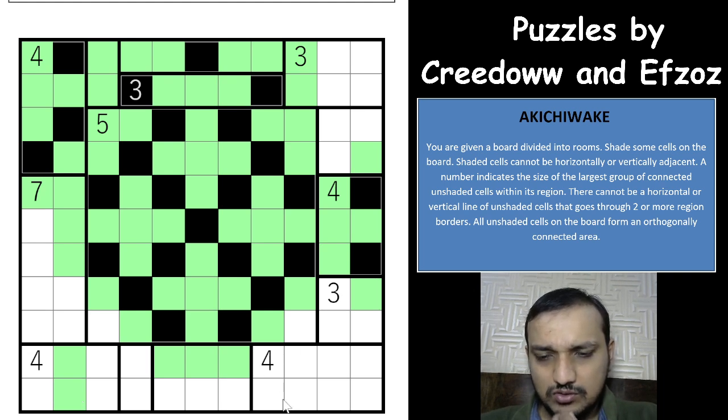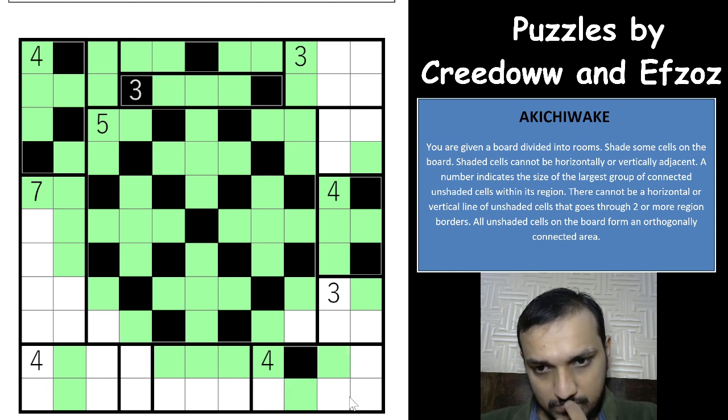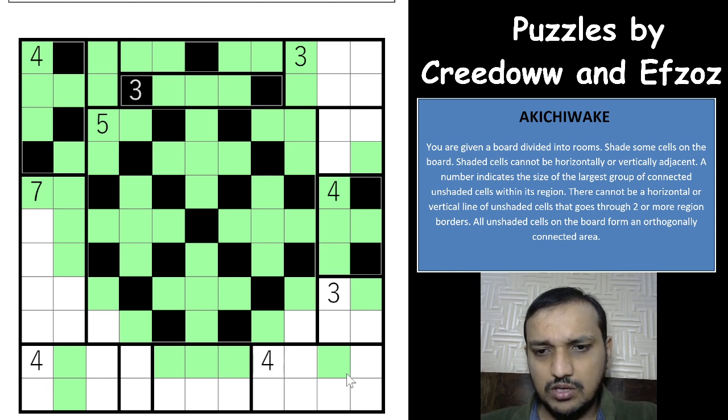Let's see if this works here as well. Yeah, this doesn't work here. Of course, this doesn't work here. Let us see somewhere else now. Where do we get something else? We know that one of these would have to be shaded, right?